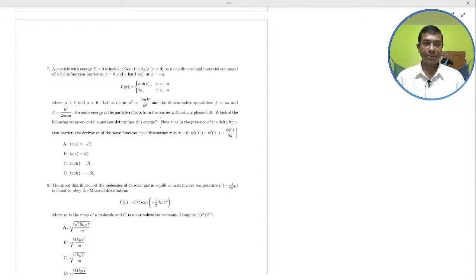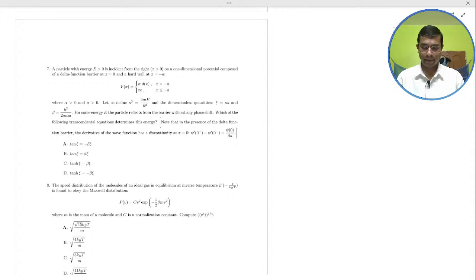Transcendental equation means an equation with trigonometric sine, cos, or exponential functions. Note that in the presence of the delta function barrier, the derivative of the wave function has a discontinuity at x equal to 0. That means psi dash 0 plus minus psi dash 0 minus equals psi 0 by beta a.